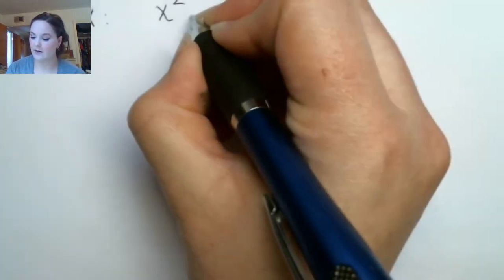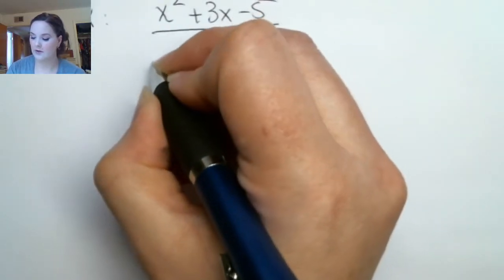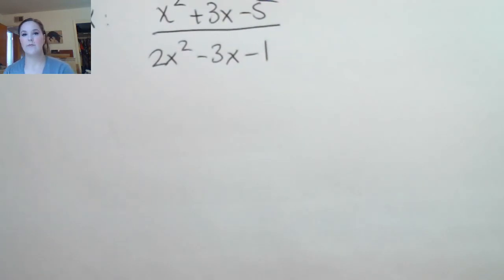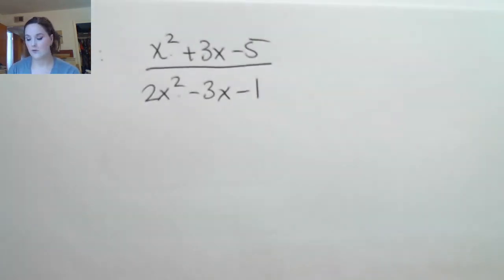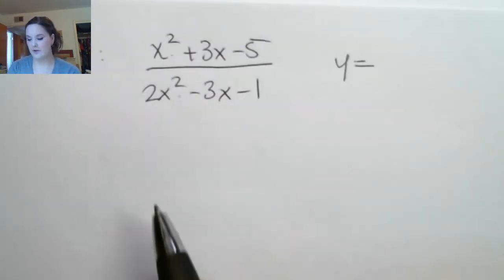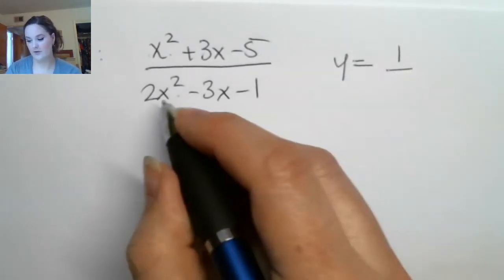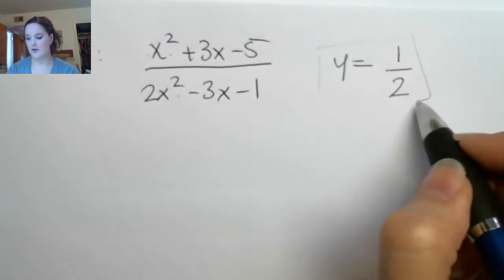Like I said, we'll do a ton more, but for one example, if you have x squared plus 3x minus 5 over 2x squared minus 3x minus 1, okay, you can see that they have the same degree. They're degree 2, okay, and then you would make a fraction of the leading coefficients, right? So the leading coefficient here is 1. The leading coefficient in the denominator is 2. Okay, so this would be our horizontal asymptote.